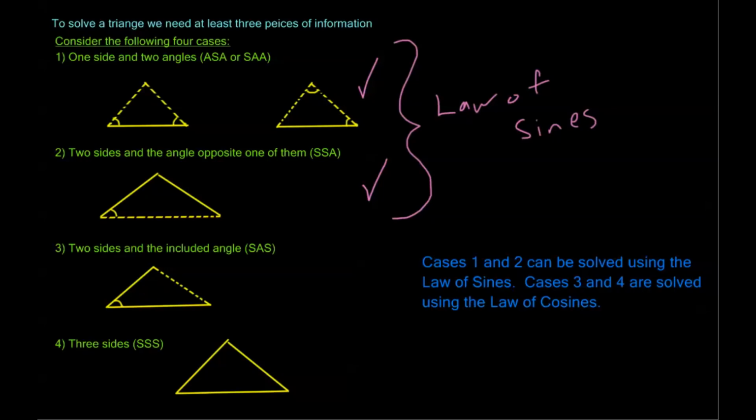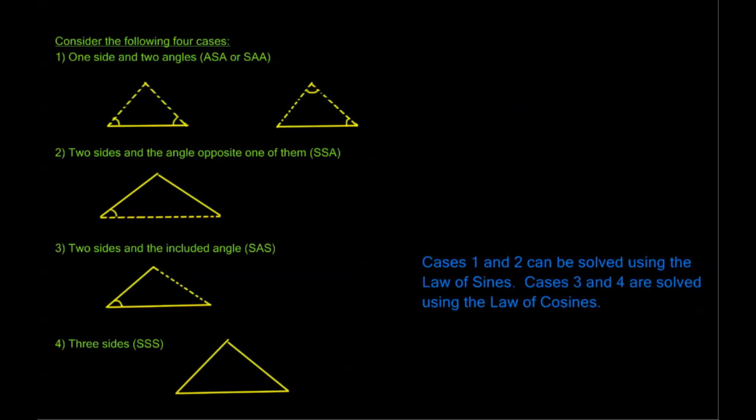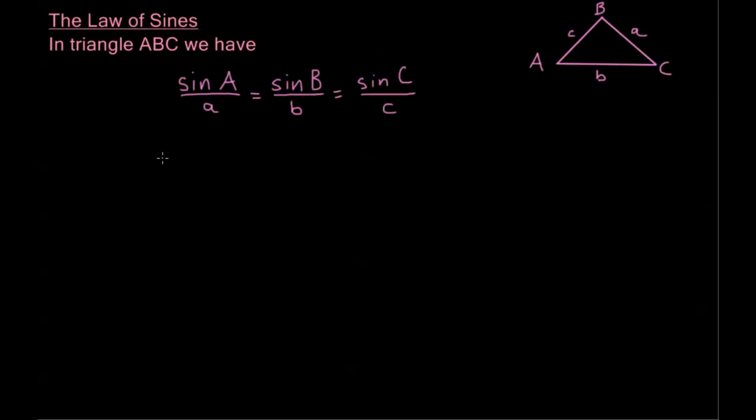So first, let's take a look at what we mean by the law of sines. The law of sines says that in any triangle, triangle ABC, we have the following relationship. That sine of the angle A over the side a is equal to sine of the angle B over the side b is equal to sine of the angle C over the side c.